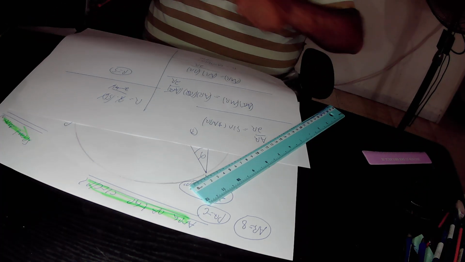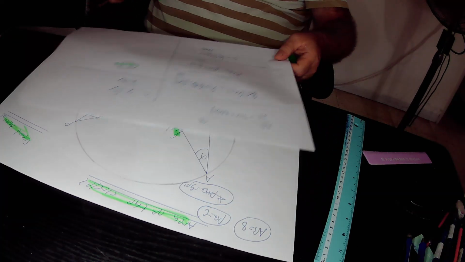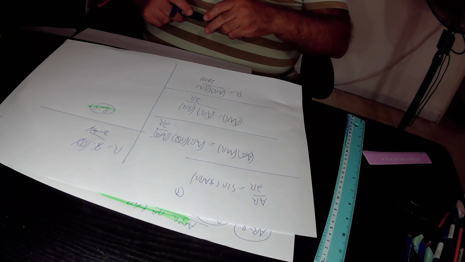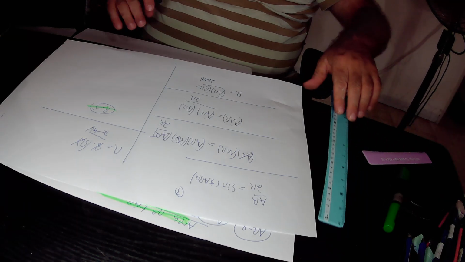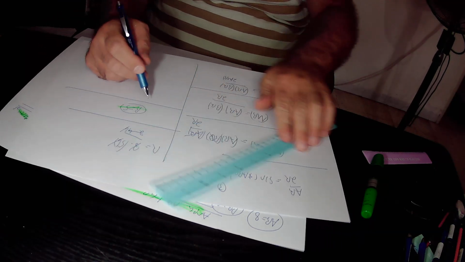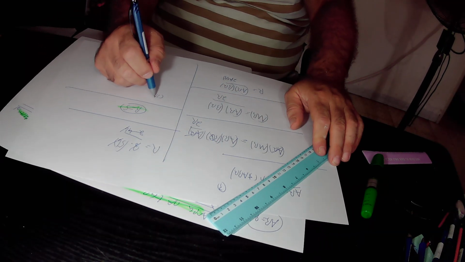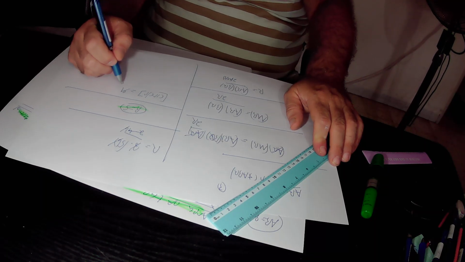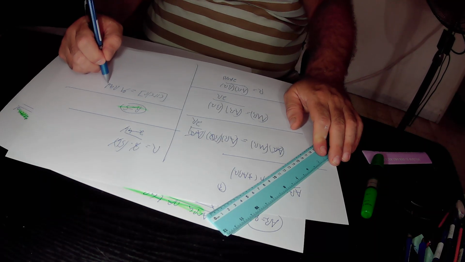Our task is to find the area of this circle. Actually, we know that the area of any circle is equal to pi times the radius of the circle squared.